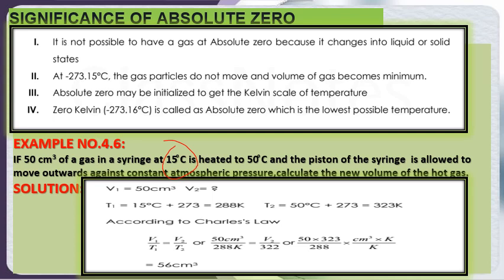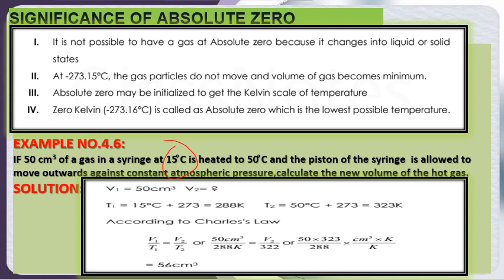The formula which will be applied is the second form of the law, that V1 over T1 is equal to V2 upon T2. You have the values of V1, T1 and T2. So take it out, rearrange the equation in such a way that you can get the value of V2, right? So the answer is being mentioned. It is 56 centimeter cubes.